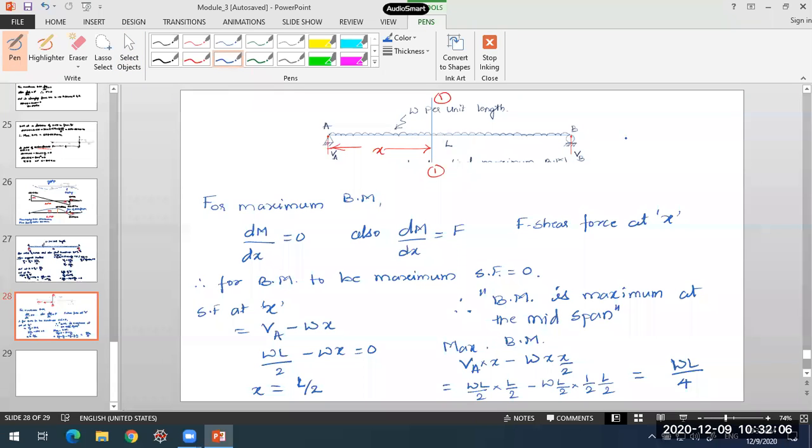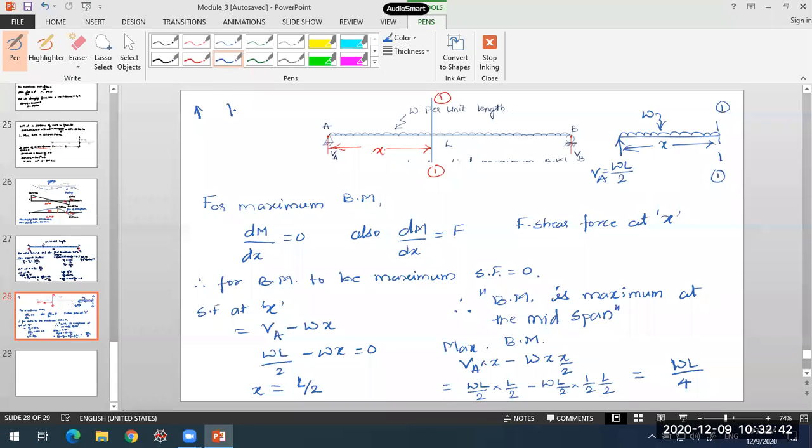If you are not getting it, you have to just imagine the free body diagram of that particular section. This is our section 1 1. What forces are applied? This is WL by 2 at A. Along with this we have this UDL W per unit length, and this is X, the value of X we have got. So what is this? VA into X, clockwise.